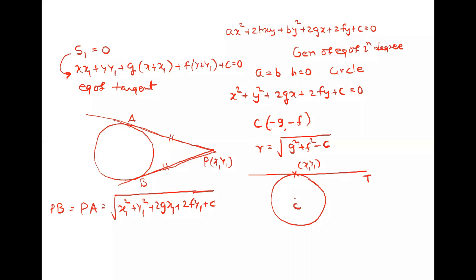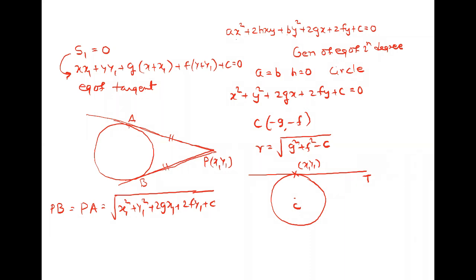Please complete it. The equation of second degree represents a circle when a equal to b, meaning the coefficient of x square and the coefficient of y square must be equal, and h must be 0. Then the general equation of second degree represents a circle.